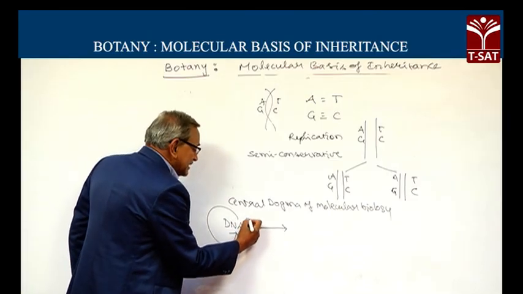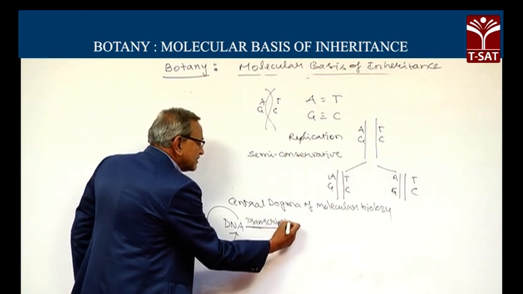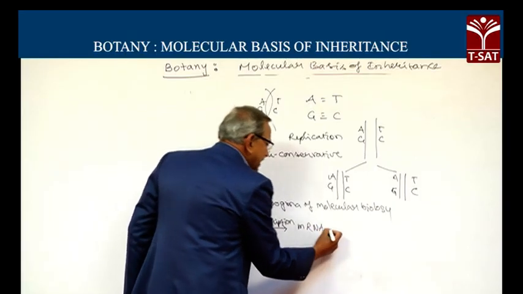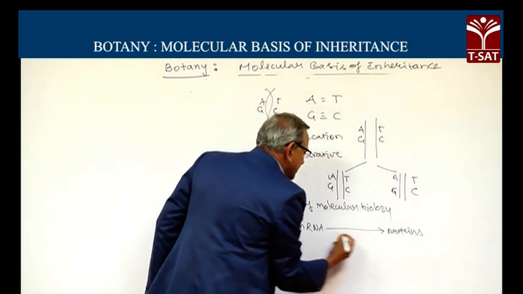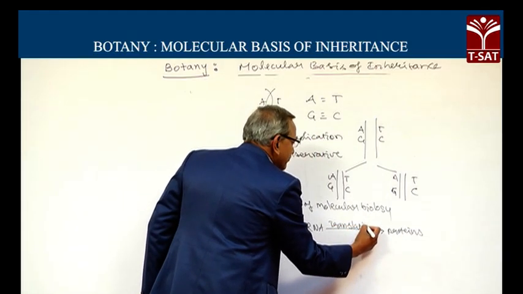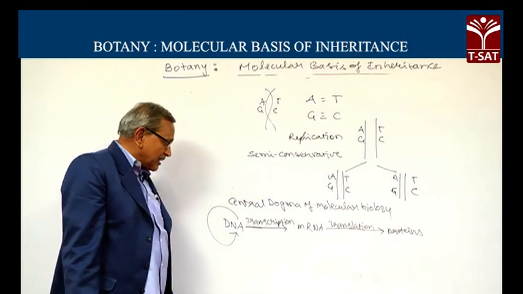So for that it is transcribed, or transcription, it produces mRNA. From mRNA we have proteins, through proteins characters are expressed, and this is called translation. So this is described as the central dogma of molecular biology.